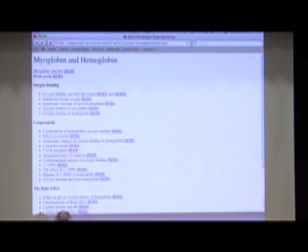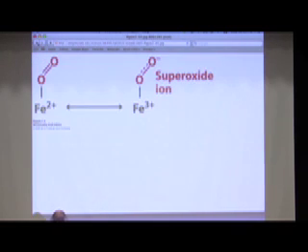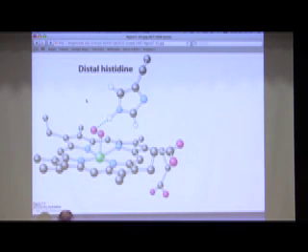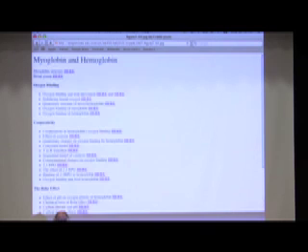Deoxyhemoglobin, of course, has no oxygen. Oxyhemoglobin has oxygen. Notice that it's O2 that's being bound. And I'm not going to talk about that at the moment.